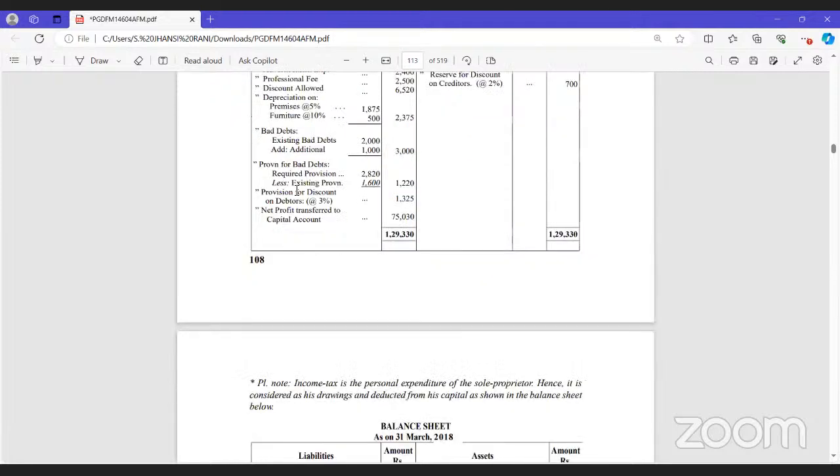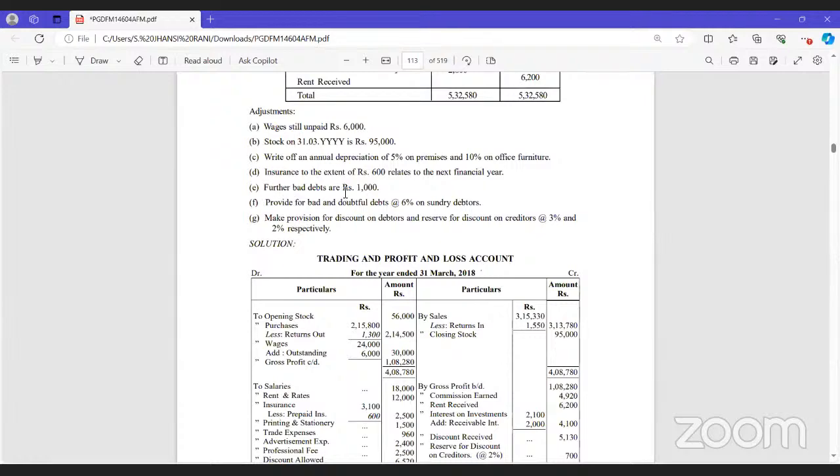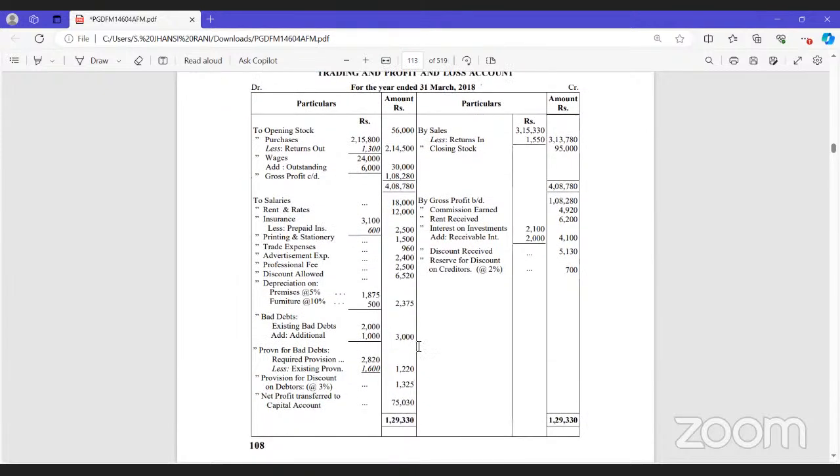So what are we doing? We are just adding to that. Write off means we would have deducted, but what is it telling? Increase. Look at here. Further bad debts means increase one more 1,000. So we are adding one more 1,000. So bad debts is 3,000.